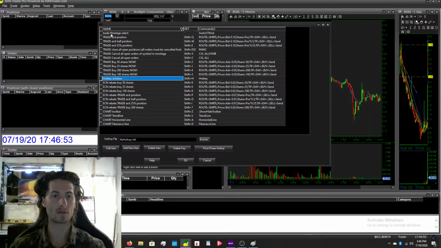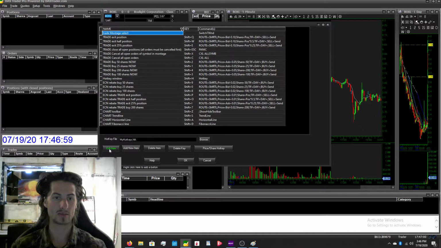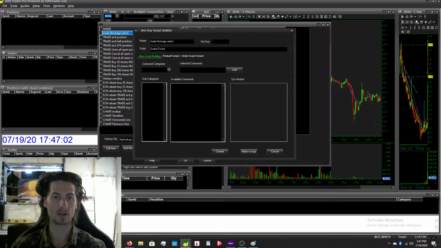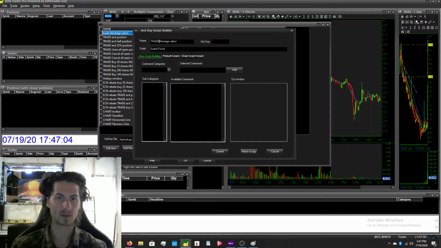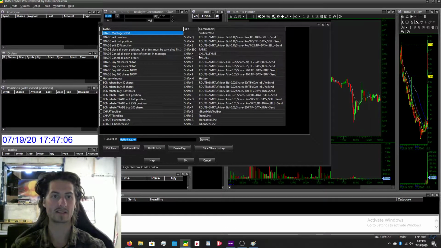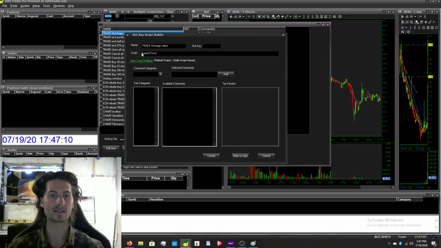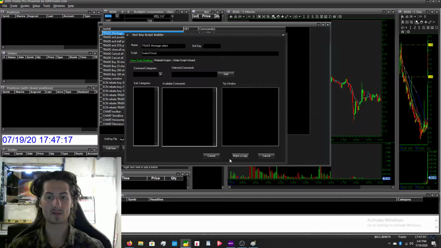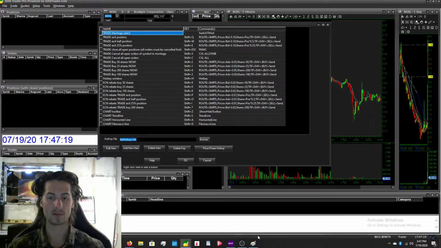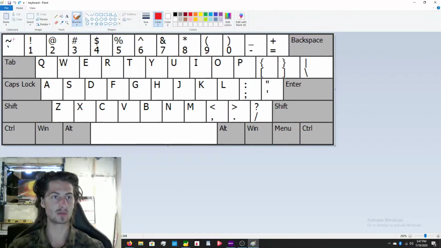So I'll just go top down, honestly. Trade montage select. I guess I can actually make this one. I have all my ones that say trade there in capitals. What this does, trade montage select, the command here is switch trading window, is the abbreviation for that. And what I have to make that one work is this key right here.